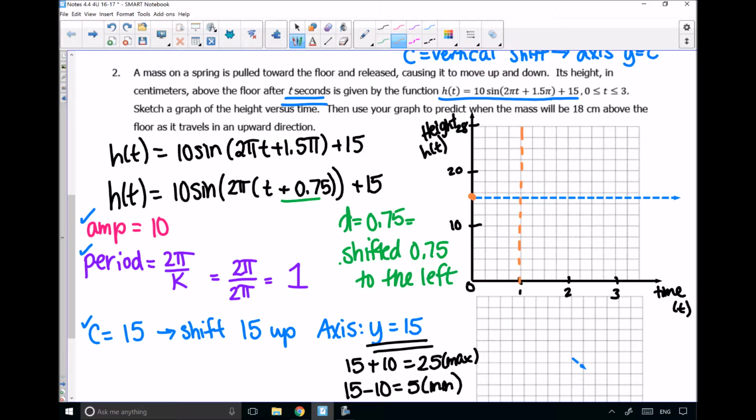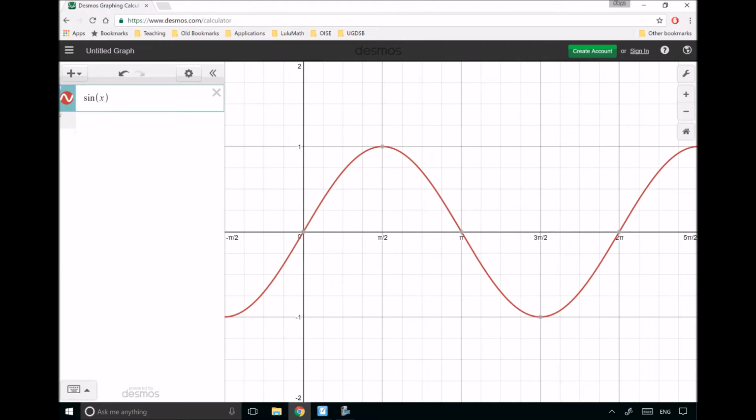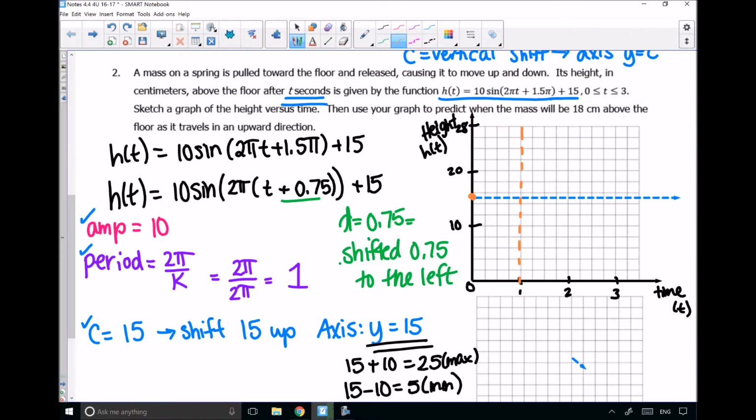Okay, so now I also know that I'm going to reach my maximum point about a quarter of the way through my cycle, because if I split this up into quarters, 1, 2, 3, 4, my maximum occurs at pi over 2, which is a quarter of 2 pi. So what's a quarter of 1? It's just 0.25. So I know that at 0.25, I will reach my maximum, which we figured out was 25. So at 0.25, I'm going to go up to 25 right here.